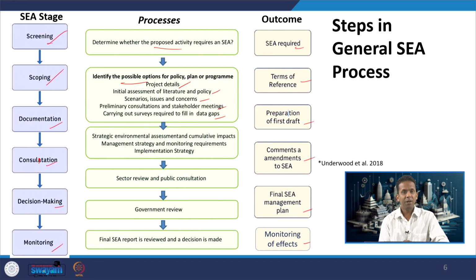And once that is done, in the consultation or documentation phase, you do the strategic environmental assessment and cumulative impacts, and find a management strategy, monitoring requirements or the implementation strategy. Then it goes to public consultation or sectoral review, followed by government review, and a final review of the SEA report is made to get the final decision. So, somewhat it is similar to EIA.